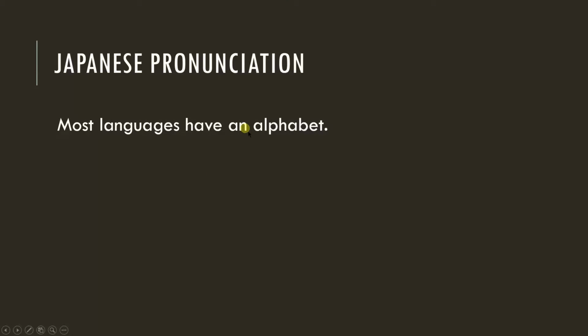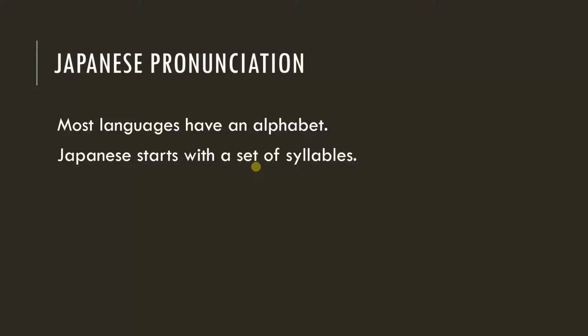So, most languages have an alphabet, like English. Everyone knows the ABCs. But Japanese doesn't play by the same rules that English does. Japanese starts with a set of syllables. And who remembers what a syllable is? Who remembers fourth grade or whatever grade you learned that in?